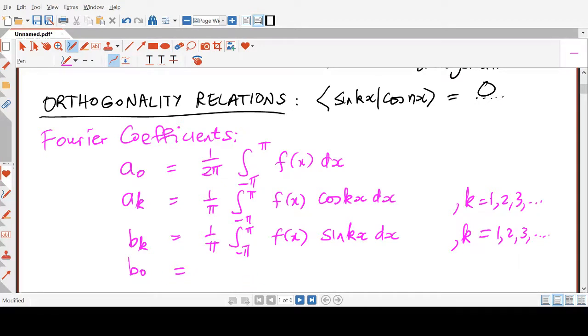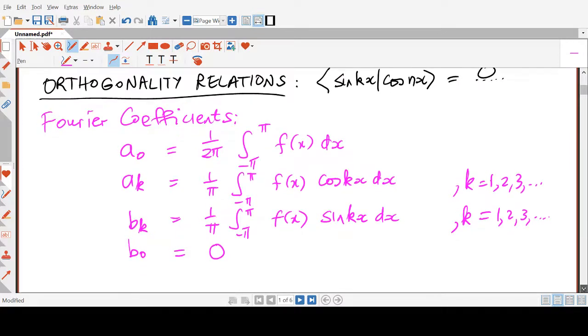Unlike A0, you can calculate the integral here. B0, there's no need to do any work, it's 0 by definition, because it's arbitrary. If you have B0 sine 0, what is sine of 0? It's 0. So what difference does it make what number is in front of 0? Anything times 0 will be 0. So B0 can be anything. That's why we said let's call it 0 by definition.